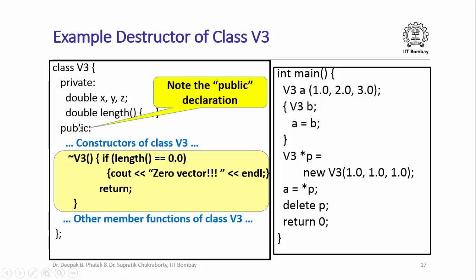Once again, note the public declaration here. This is needed because whenever we are deallocating the objects, prior to deallocation, we are calling the destructor function from the function main, and therefore, unless the destructor function is public, we cannot call it from the function main.